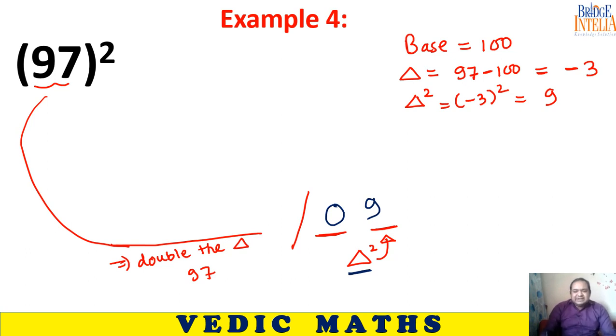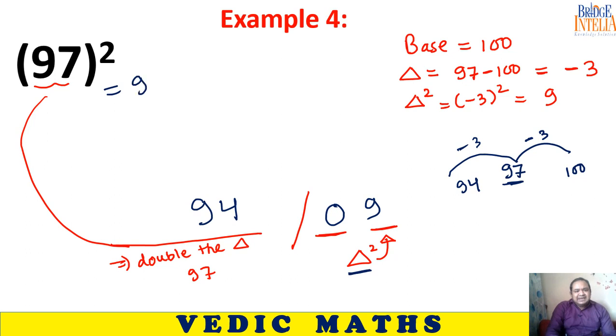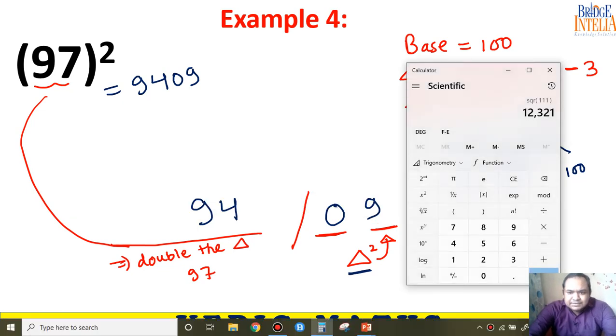Double the deviation of 97. How can we double the deviation? The given number is 97, the base is 100. The given number is already 3 behind the base, so you send it 3 more behind, backward. So 97 minus 3 becomes 94. That is the meaning of doubling the deviation. So write 94 here. So the final answer is 9409. Let's verify. So 97 whole square is equal to 9409, you can see.